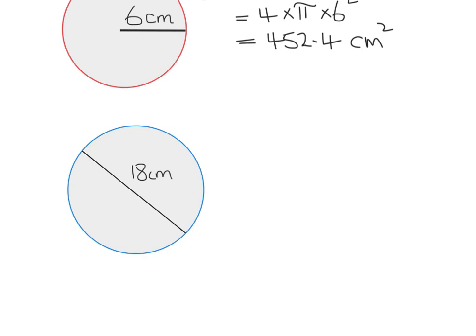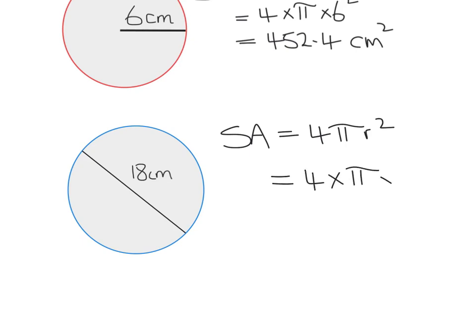Now we know the surface area is 4 pi r squared, but we don't know just yet the radius, because this length here is a diameter, so the radius is just half of it, so the radius must be 9. So I'm just going to say that is 4 times pi times 9 squared. I'll put that in the calculator, and I get 1017.87, so I'm just going to say 1017.9 centimeters squared.